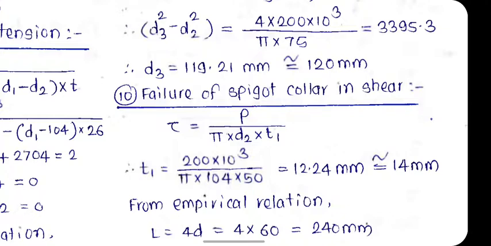Okay, so here the length of the cotter is calculated by using the empirical relation, that is L is equal to 4 times the diameter of the rod. So the value of L is equal to 240 mm. So this is the numerical based on cotter joint.